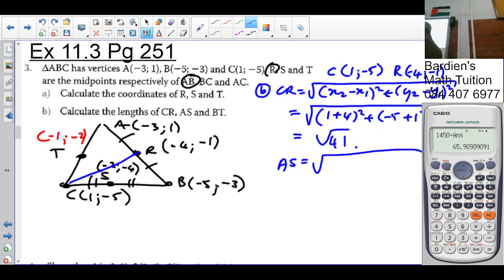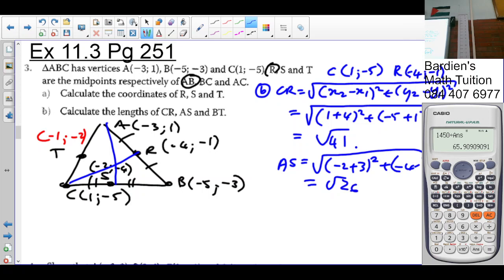Same story. So AS is this line here. A is (negative 3, 1), and what are S's coordinates? Negative 2 and negative 4. So AS is negative 2 plus 3, squared, plus (negative 4 minus 1) squared. So that is 25 and 1, which is 26. Is that correct? Yes. And that's now the distance. The thing on top means distance.